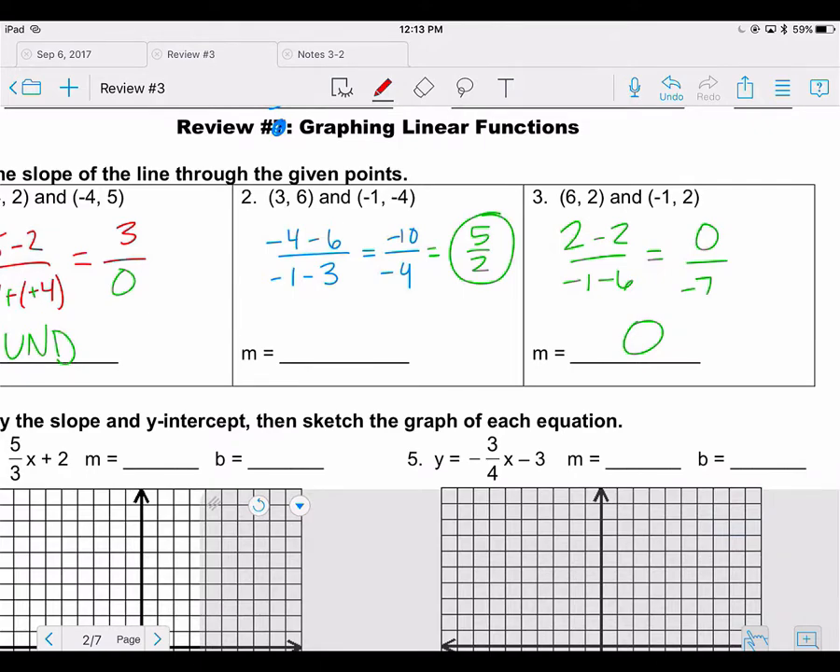Problem 1, if you put it into your calculator in stat edit, it will give you an error. If it gives you an error, that means undefined. If it tells you it's 0, it's 0. If it tells you a number, it's that number.